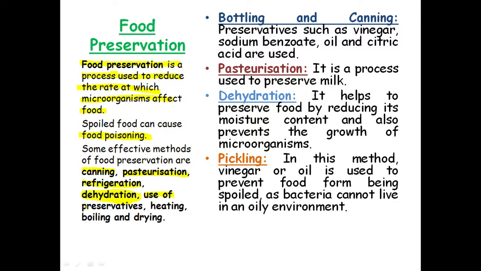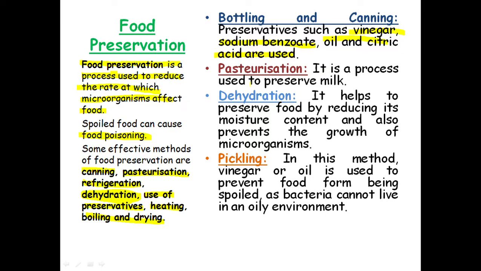Use of preservatives, different spices. We use mustard oil, some people use salt, isn't it? Now next is heating, boiling and drying. These are the different processes for preservation. Now we see bottling and canning. We use preservatives such as vinegar, sodium benzoate, oil and citric acid, etc.